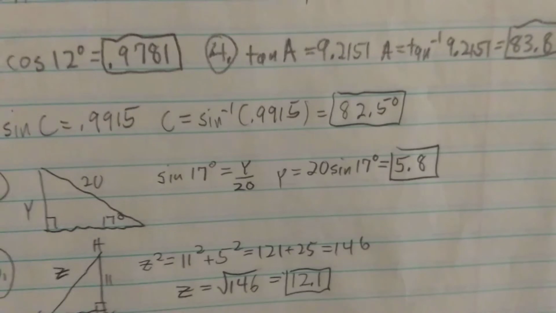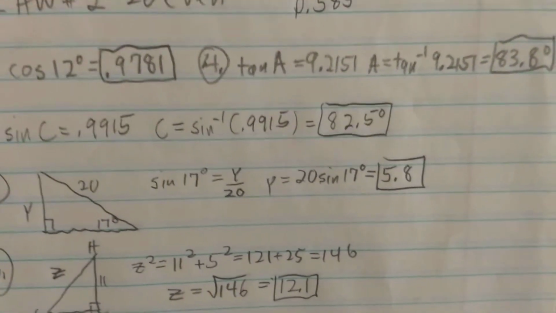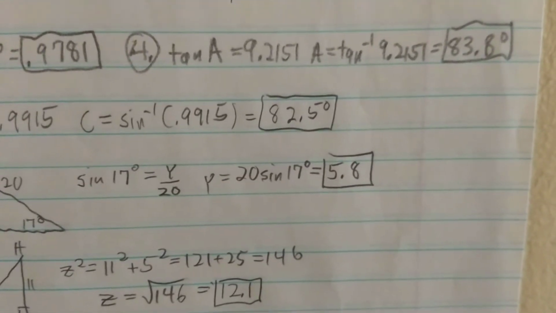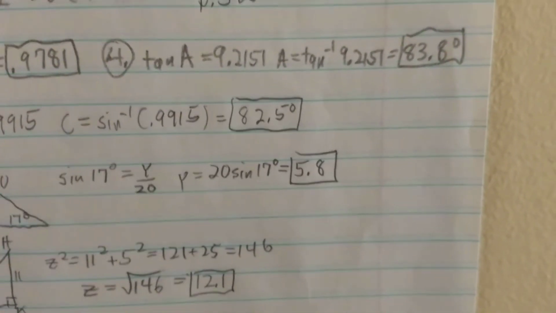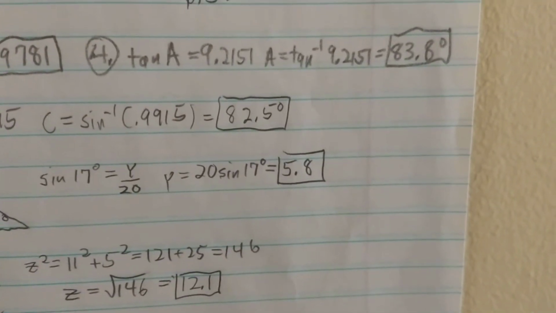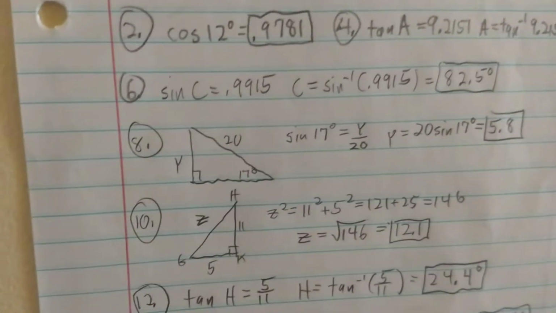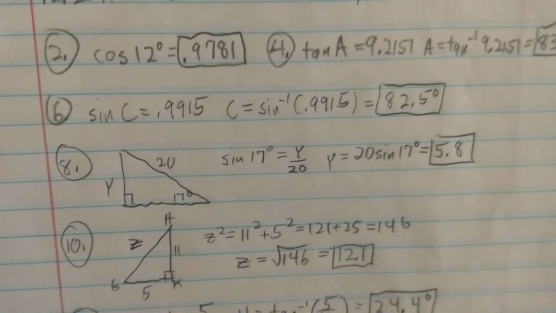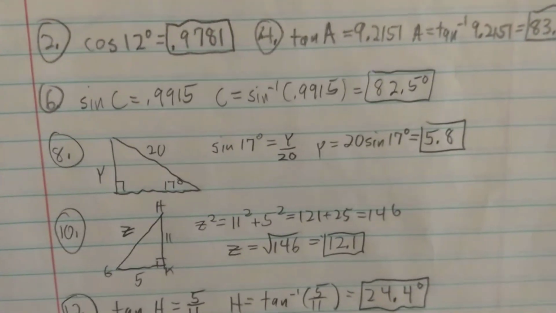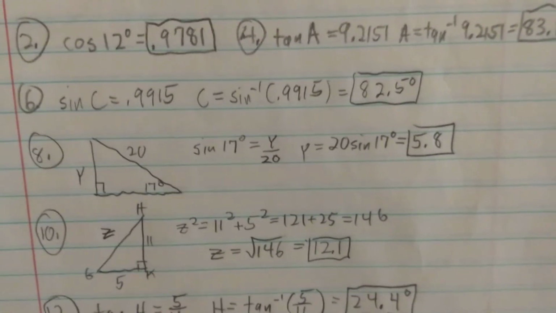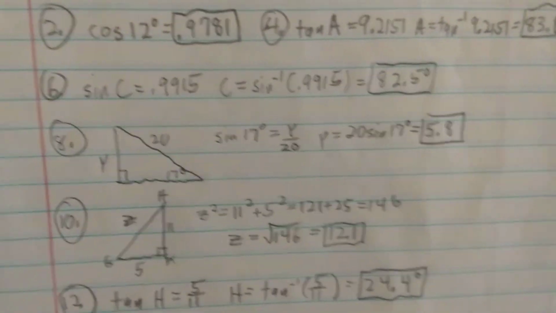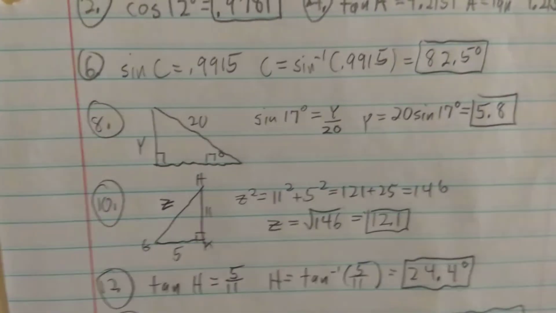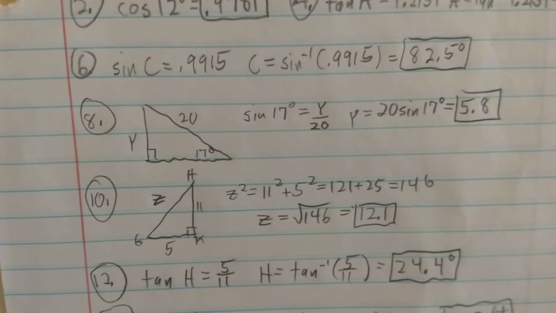Tangent A is 0.92151, requiring us to use inverse tangent to get the angle. So the angle A is tangent inverse of 0.92151, or 83.8, rounded to the nearest tenth. And on problem 6, if sine C is 0.9915, then angle C is the sine inverse of 0.9915, or approximately 82.5 degrees.